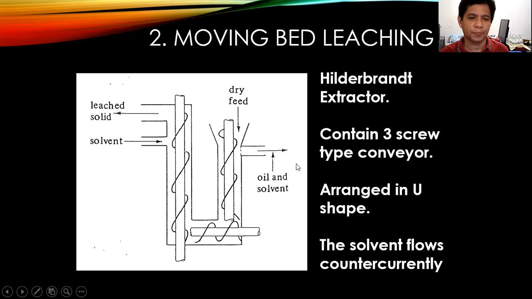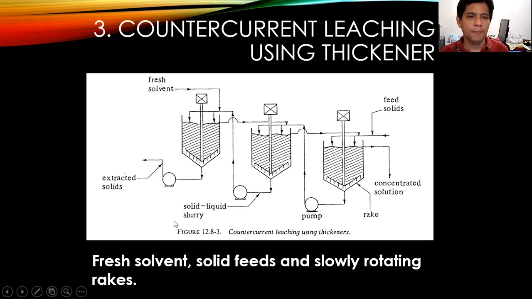Okay, so this is the Helder brand extractor. Check nyo na lang sa handbook. Nasa handbook, Chapter 18. Maikli lang naman yung chapter 18. Browse nyo yung chapter 18. Okay, and then finally, this is the thickener type.